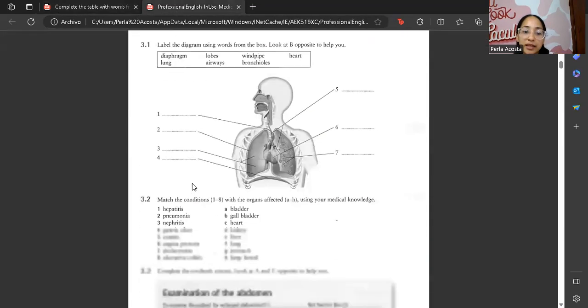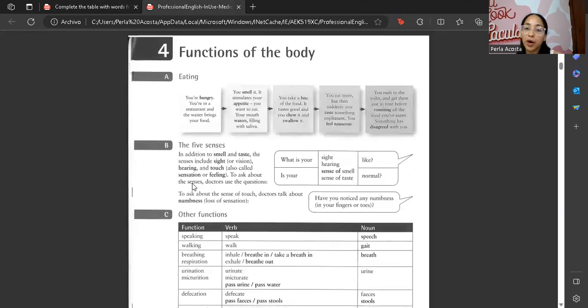Okay, and the last chapter, chapter number 4, is functions of the body. A, eating. You are hungry, you are in a restaurant, and the waiter brings your food. You smell it, it stimulates your appetite, you want to eat, your mouth waters, filling with saliva. You take a bite of the food, it tastes good, and you chew it and swallow it. You eat more, but then suddenly you taste something unpleasant. You feel nauseous. You rush to the toilet and get there just in time before vomiting all the food you have eaten. Something has disagreed with you.